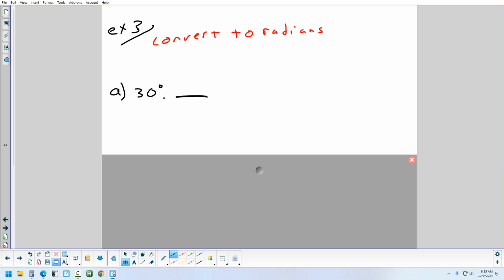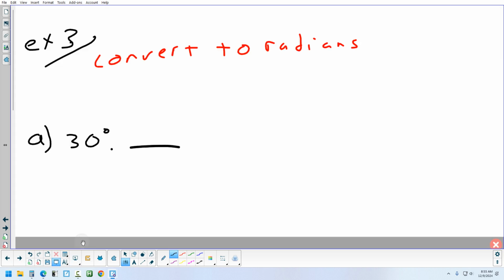All right. So in this one, we're trying to get rid of the degrees. Think of 30 degrees as a fraction like that. Where is the degrees in that fraction on the left? It's in the top. We're trying to convert to radians. So where is the degrees going to go? It's going to go in the bottom, which means radians is in the top.